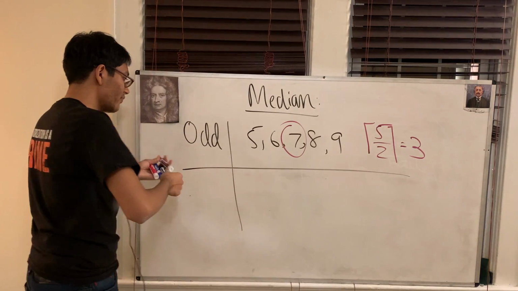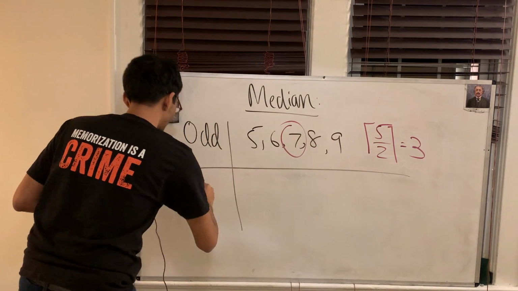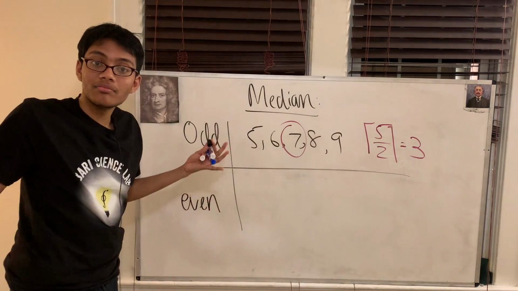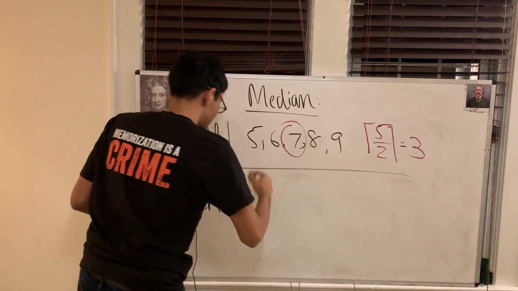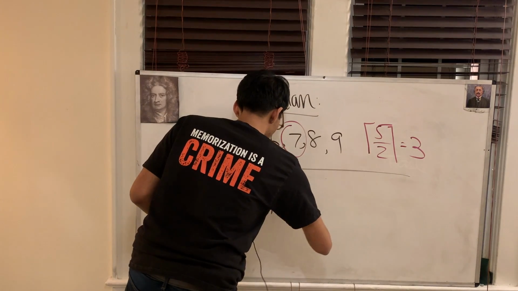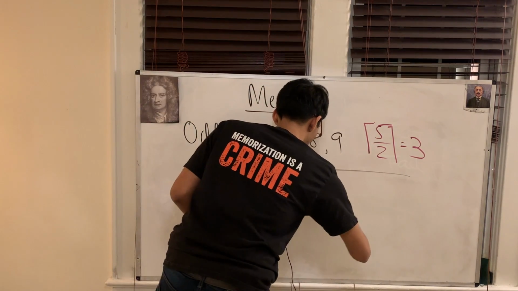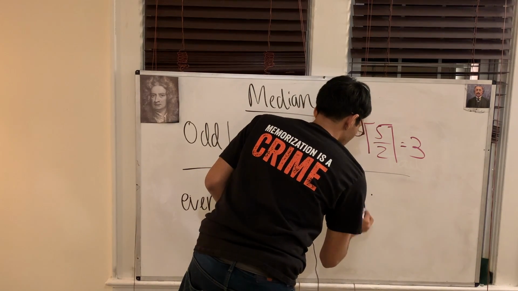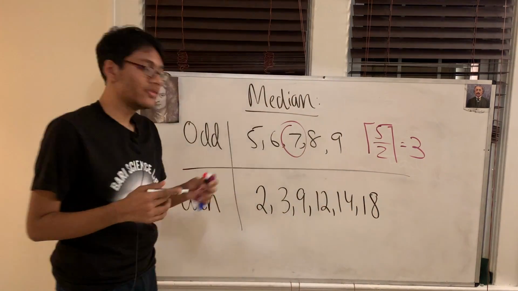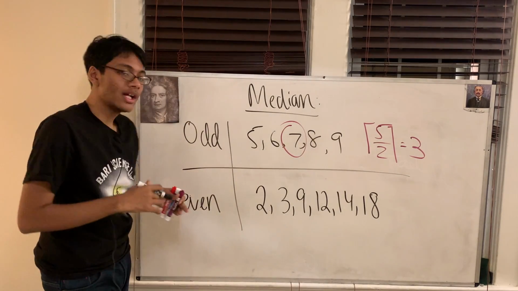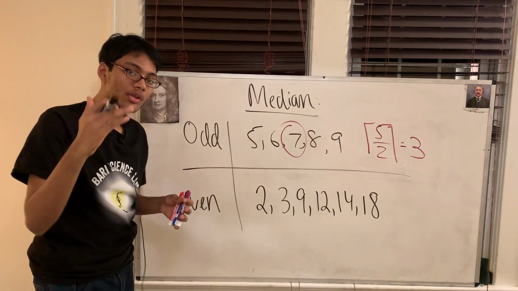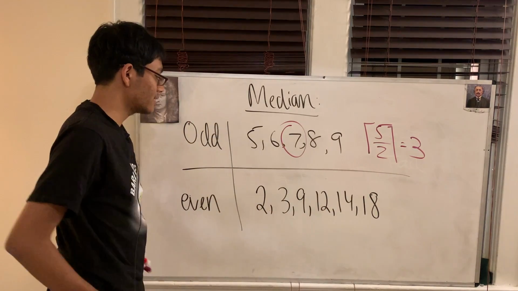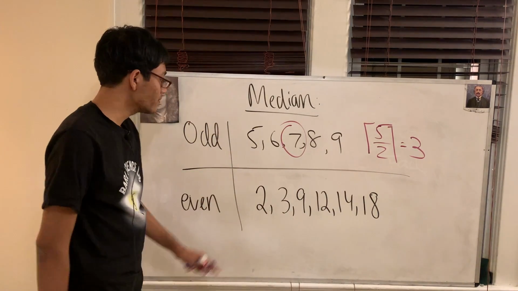All right, what if instead of having 5 data values, we had an even number of data values? Let's say I had 4 data values or 6 data values. So let's say I started with 2, 3, 9, 12, 14, 18. Just for your convenience, I've sorted the data values. Remember, when finding the median, you should always sort your data values in ascending order, least to greatest, and I've done that right here for you.